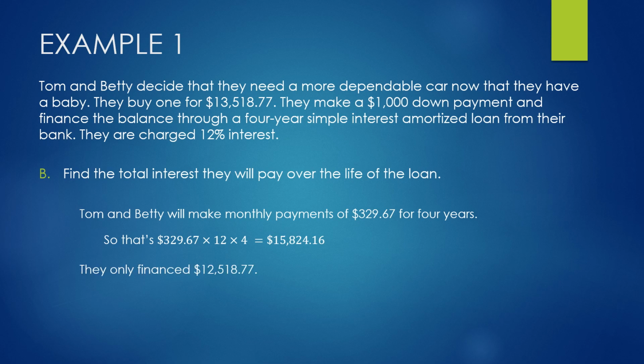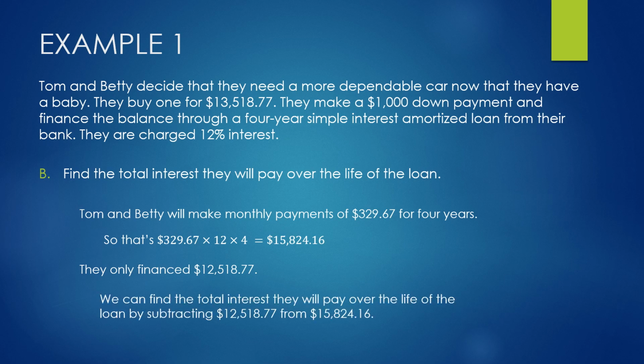Now, they only financed $12,518.77. We can find the total interest that they'll pay over the life of the loan just by subtracting the amount they financed from the total amount that they paid. All right, so total interest equals $15,824.16 minus the amount that they financed, which was $12,518.77. So over the course of those 4 years, they pay $3,305.46 in interest.